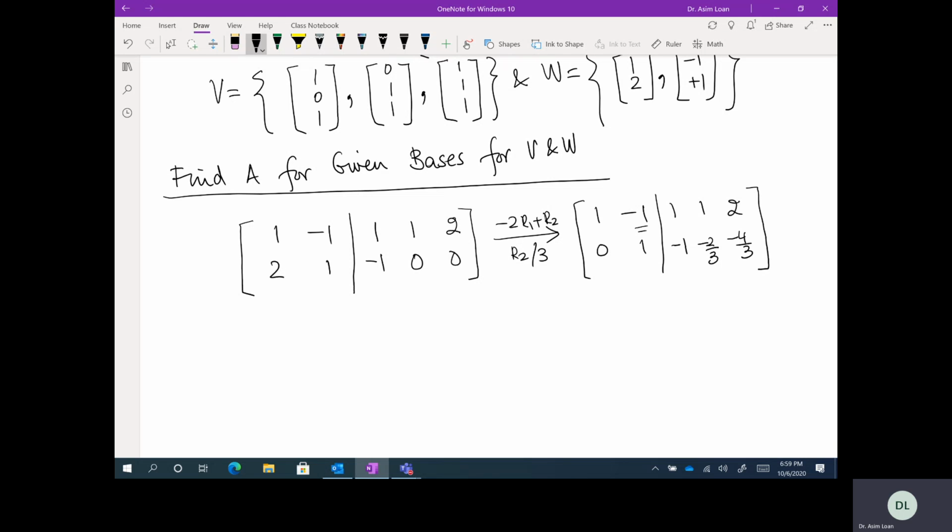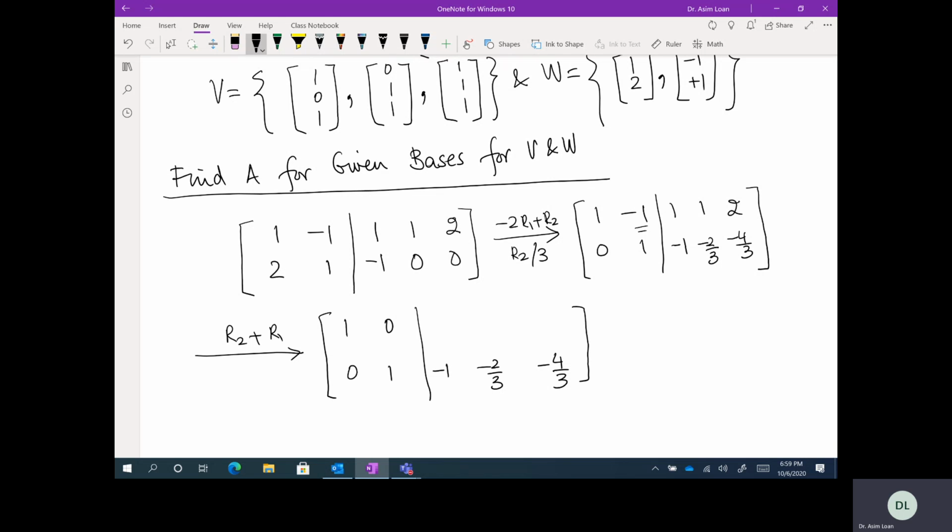Okay, then I want to get rid of this one. So I say R2 plus R1. If I do that, I'll get 0, 1 here. I'll get minus 1 here. I'll get minus 2 by 3 here. I'll get minus 4 by 3 here. This will be 1. This will be 0.